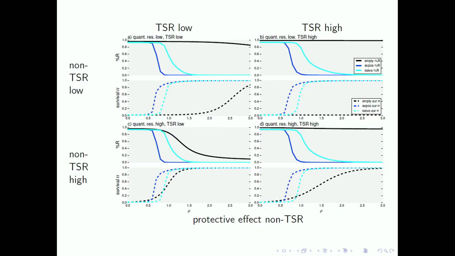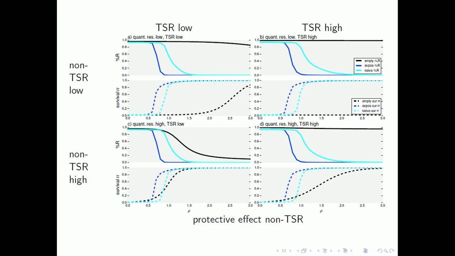But obviously, this effect is going to change depending on what sort of parameters you put in the model. And one of the most important ones is this thing called the protective effect of non-TSR. So it's basically this rho thing. Higher numbers mean that an individual with a higher quantitative resistance score, that continuous resistance score, has higher survival. And at zero down here, basically, quantitative resistance is useless. You get no effect from having a high quantitative resistance score.